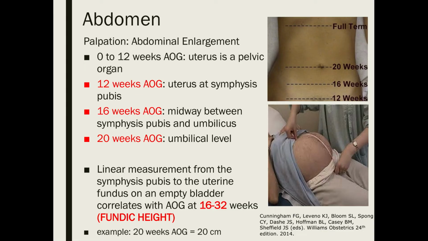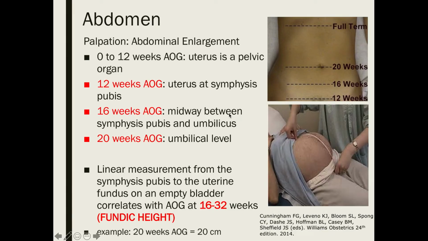Okay, if you palpate the fundus of the uterus at around the symphysis pubis, that would mean that the fetal age will be around 12 weeks AOG. Okay? If you palpate it at around the umbilical level, here, that would mean that the fetal age is approximately 20 weeks AOG. If you palpate the uterine fundus midway between the symphysis pubis and the umbilicus, then that would mean that the fetal age is approximately 16 weeks AOG.